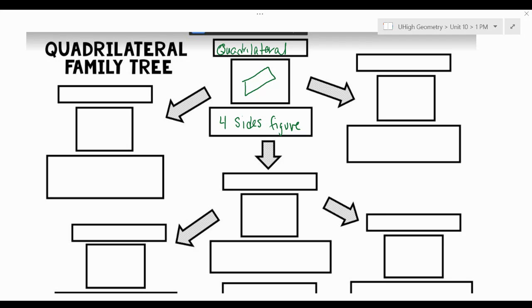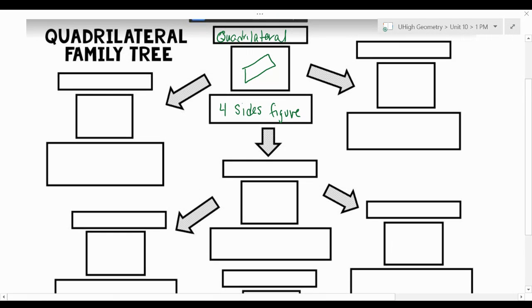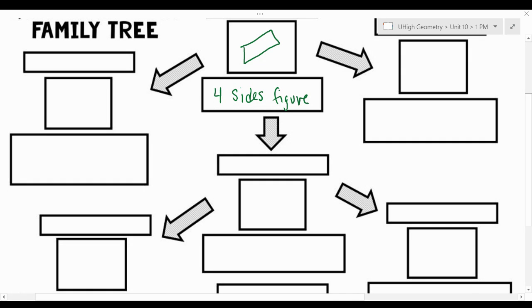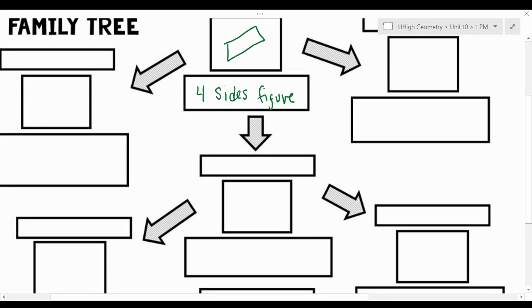That would be considered a quadrilateral. So going down from there, you guys see we have a couple different options, a couple different ways that we can go. We will go ahead and start with where we started in the notes, and we're going to look at if we go straight down. The very first thing we talked about in the notes was a parallelogram. And so that's where we're going to go straight down here: parallelogram.